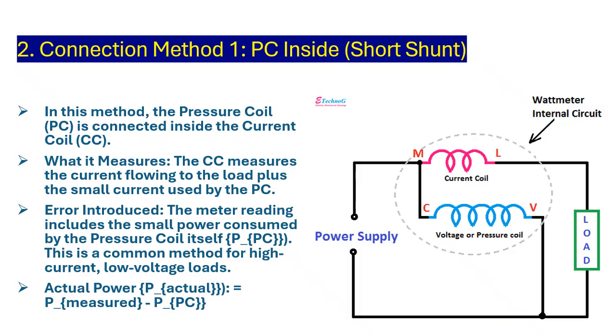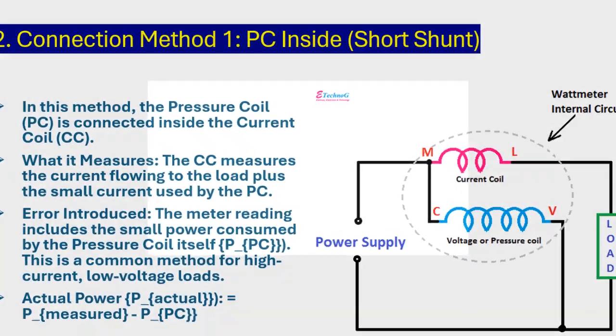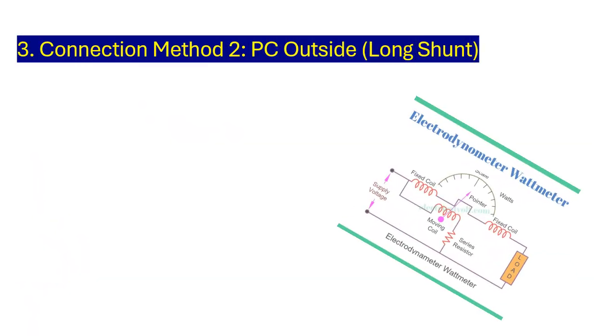Actual power, P_actual, is equal to P_measured minus P_PC.